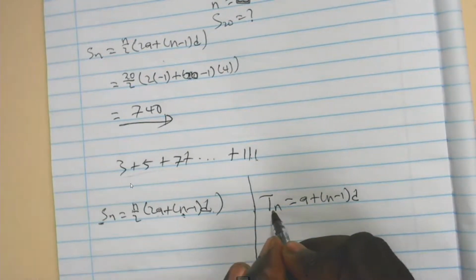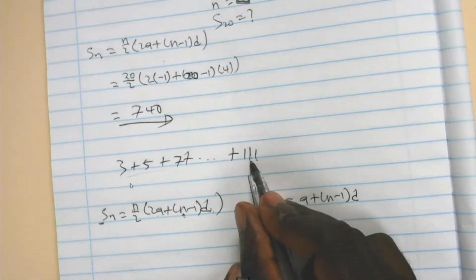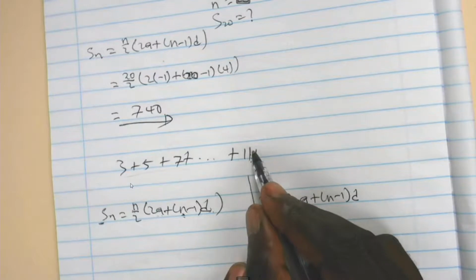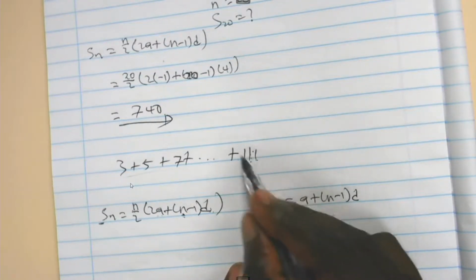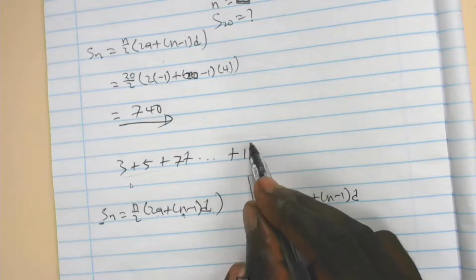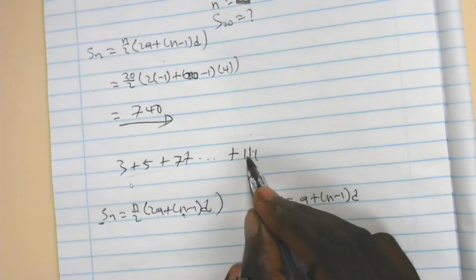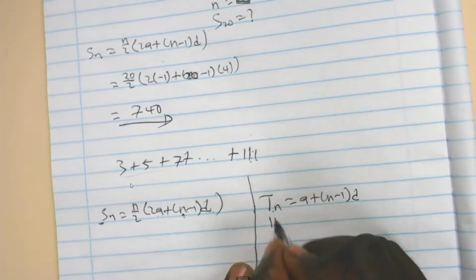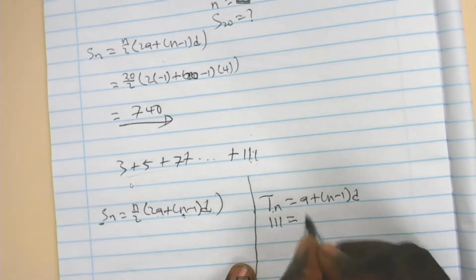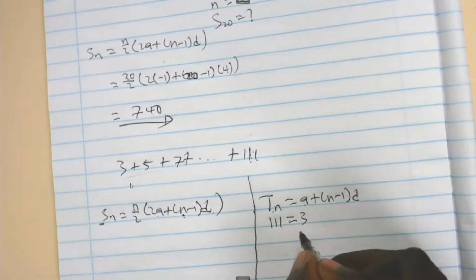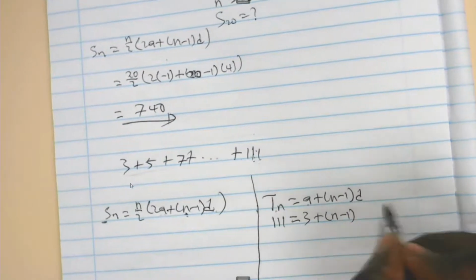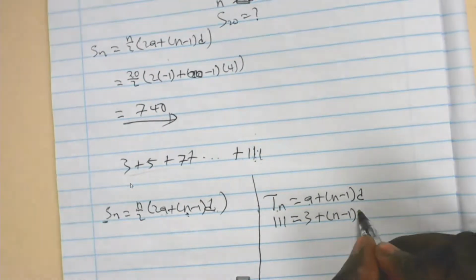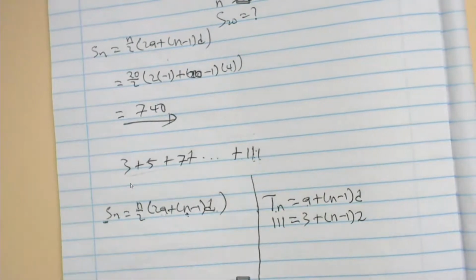Tn, the term that we are looking for, or we have the term value, we don't know the term number. The term value is 111. We are looking for the term number of this value. Therefore this would be 111, that is equal to a, the first term is 3, plus n minus 1. We said the constant difference is positive 2. Now solve for n there.